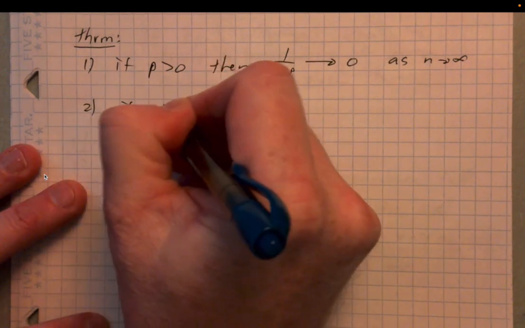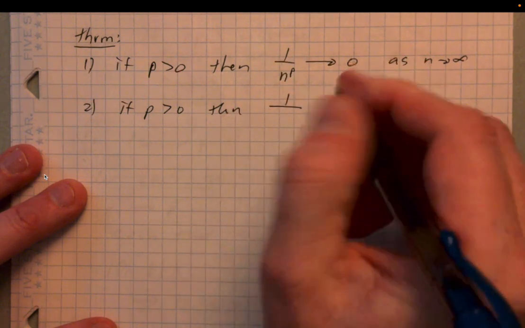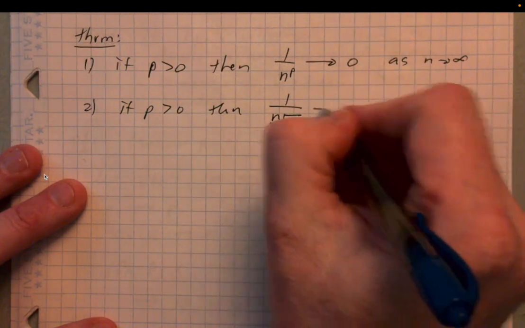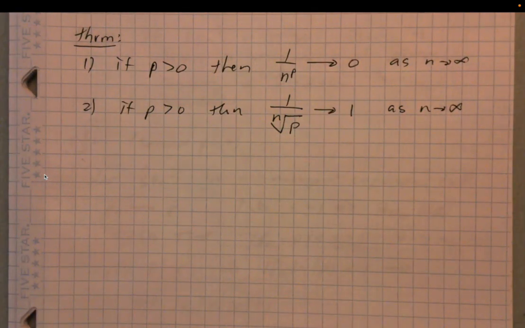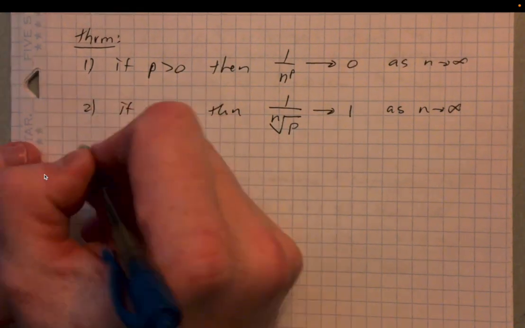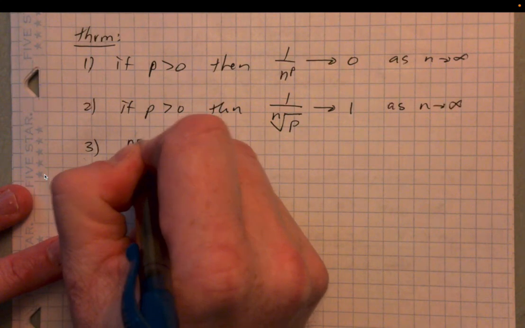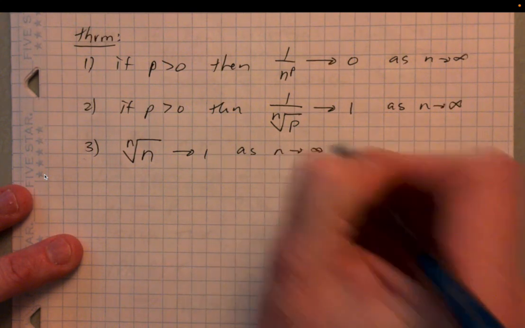Again, another similar one: if p is greater than 0, then the nth root of p goes to 1 as n goes to infinity. As you increase the root that you're taking, this sequence converges to 1. The third one is that the nth root of n converges to 1 as n goes to infinity.